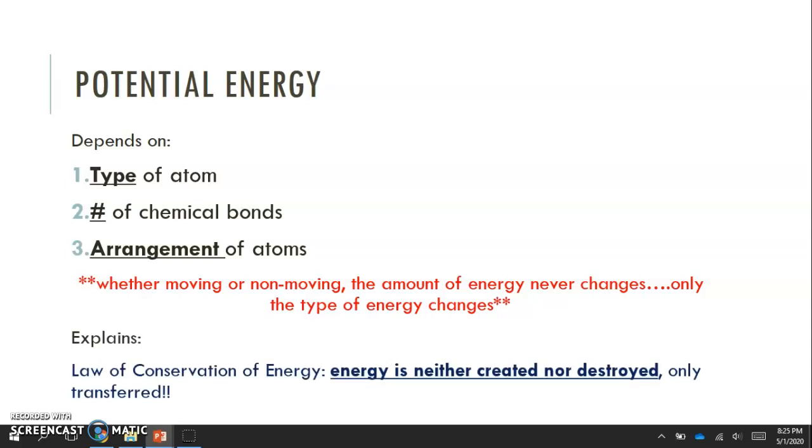And this actually helps us explain the law of conservation of energy, which states that energy is neither created nor destroyed, only transferred. So that's something important to keep in mind as we go throughout this unit. We're never going to be getting rid of energy in the sense that it's going to disappear. It's only going to change forms. We can lose energy oftentimes as heat, like it can leave a system, but it's not actually disappearing from the universe. Energy can't disappear, it can only be changed.